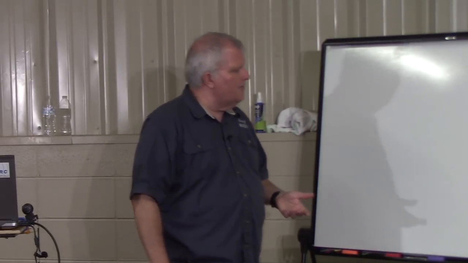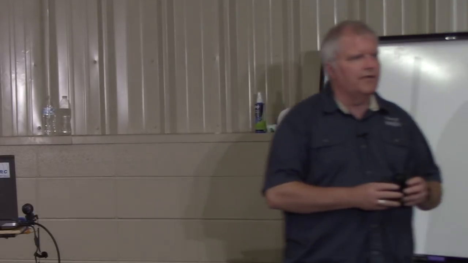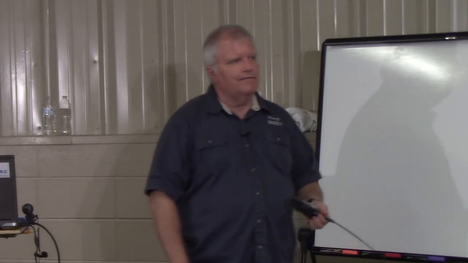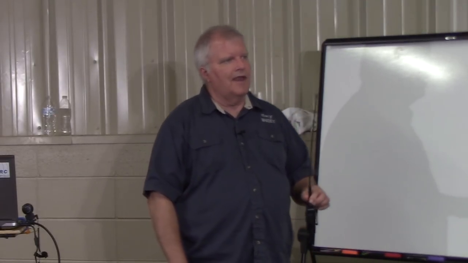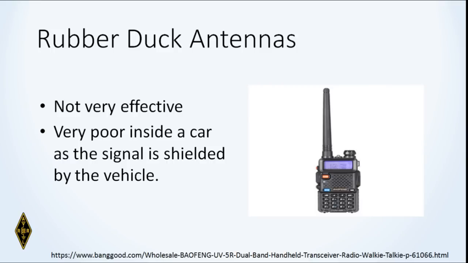So on your Baofeng or other HT, this is not the antenna that came with it. This is not the stock antenna. The stock antenna is only about that long. They're not very effective, the stock antennas, and especially in a car, because of the shielding effect of the body of the car, you need an outside antenna for mobile use. And if you can replace the little rubber ducky antenna with something more substantial like this, you'll also get an increase in performance from your radio.